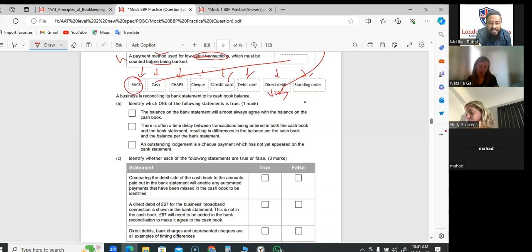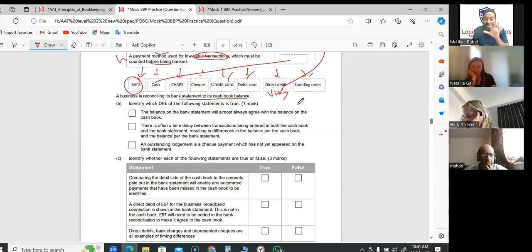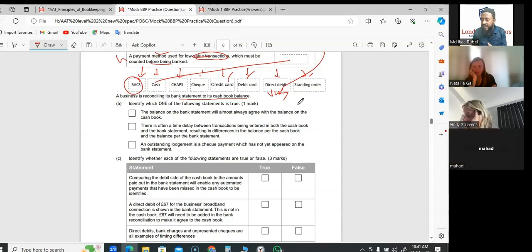Moving into the next bit. A business is reconciling its bank statement to its cash book. Now, I have super videos on the bank and cash book, bank reconciliation. A little bit of lecturing, listen from me. The cash book is maintained by us, our accountant, like the Pizza Shop owned by Holly, maintained by the accountant. The bank statement is produced by the bank, isn't it?